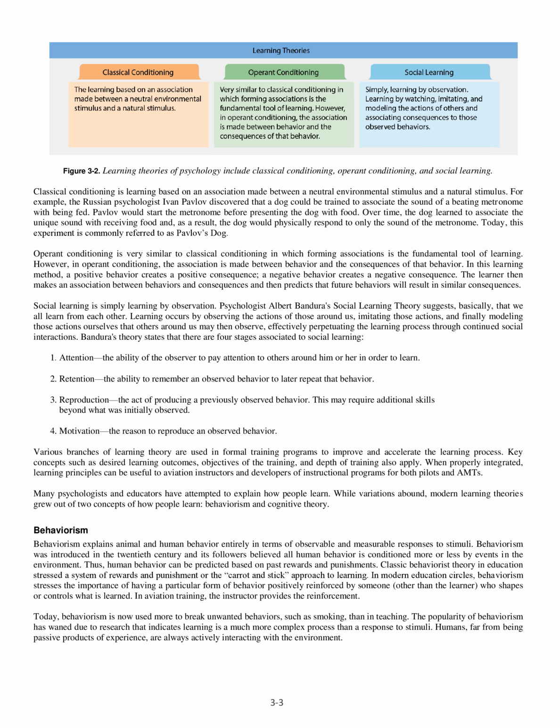Behaviorism explains animal and human behavior entirely in terms of observable and measurable responses to stimuli. Behaviorism was introduced in the 20th century, and its followers believed all human behavior is conditioned more or less by events in the environment. Thus, human behavior can be predicted based on past rewards and punishments. Classic behaviorist theory in education stressed a system of rewards and punishment, or the carrot and stick approach to learning.